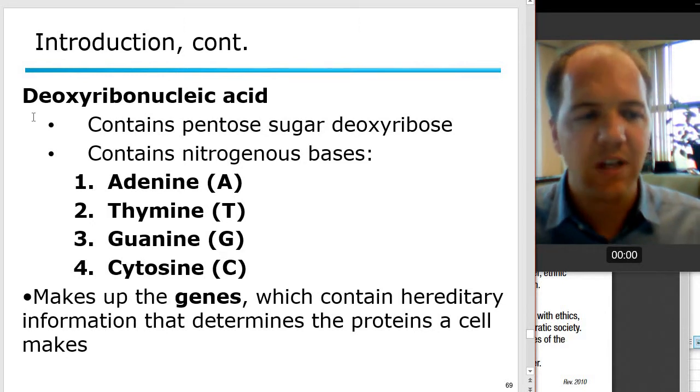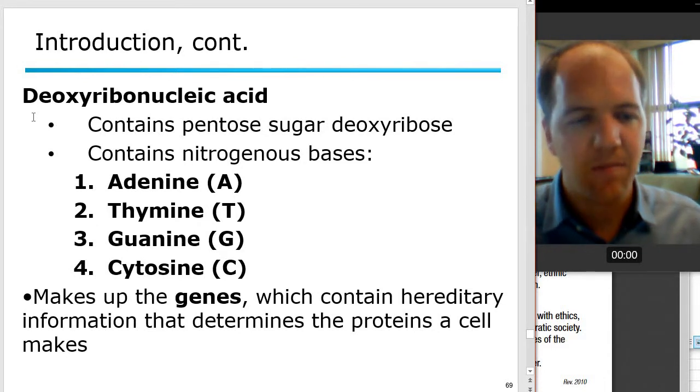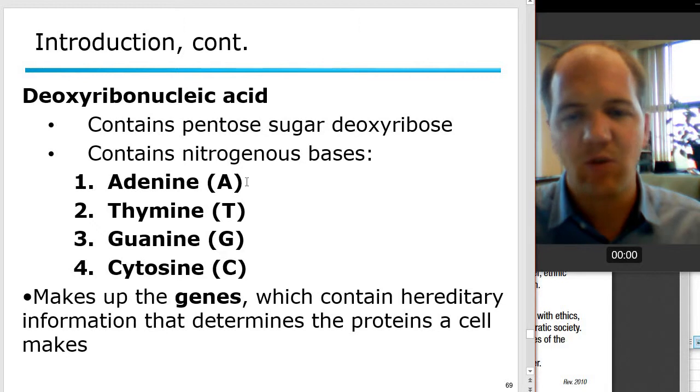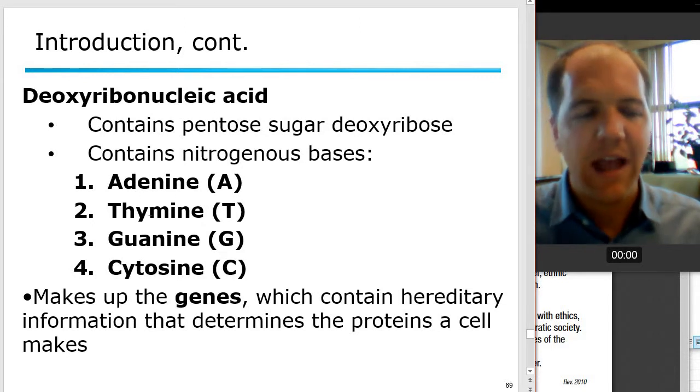DNA is short for deoxyribonucleic acid. And then these are the four types of nitrogenous bases, the four types of nucleotides: adenine, thymine, guanine, cytosine. We abbreviate these with A, T, G, and C. You've maybe heard of those before.